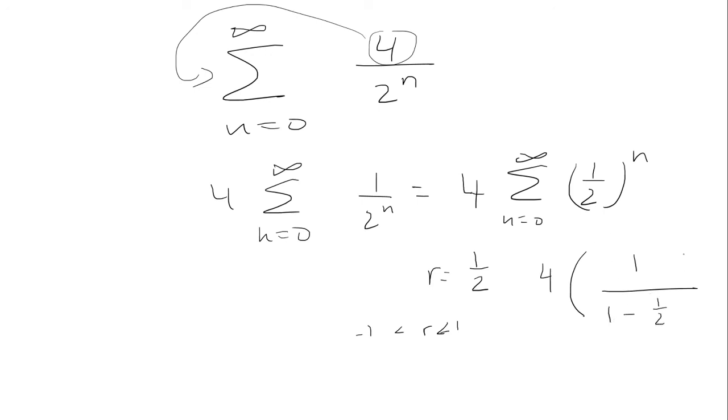So it's 4 times 1 over. Now 1 minus a half is a half, and then 1 over a half is 2. This is 4 times 2, which is 8. So this infinite sum converges to 8.